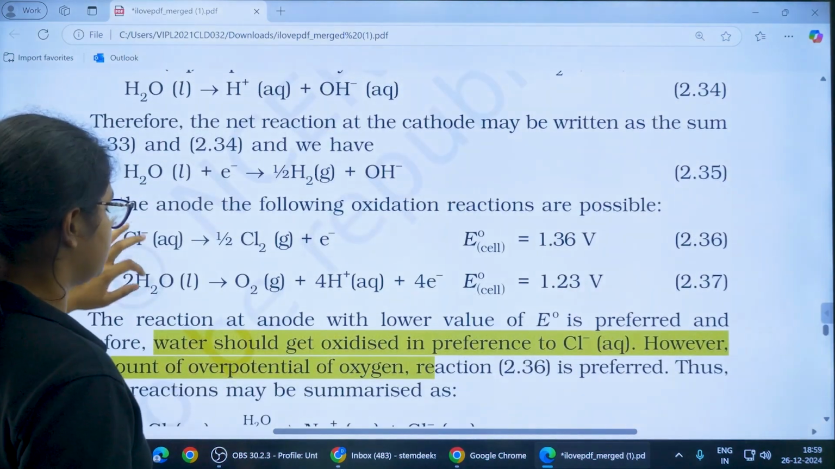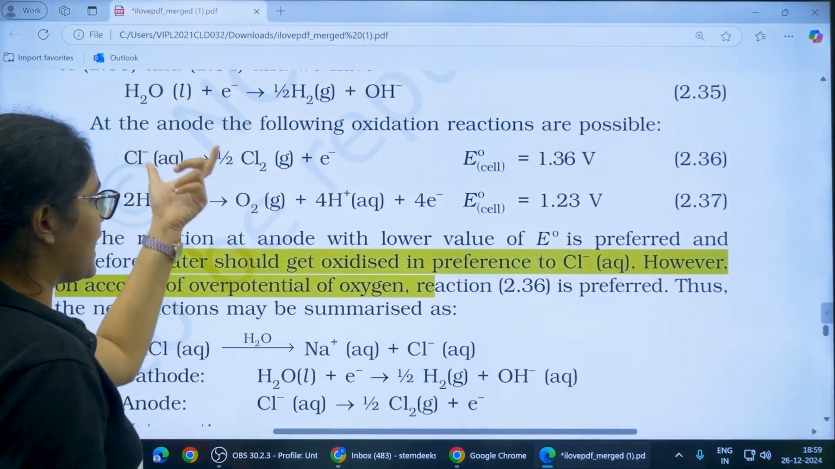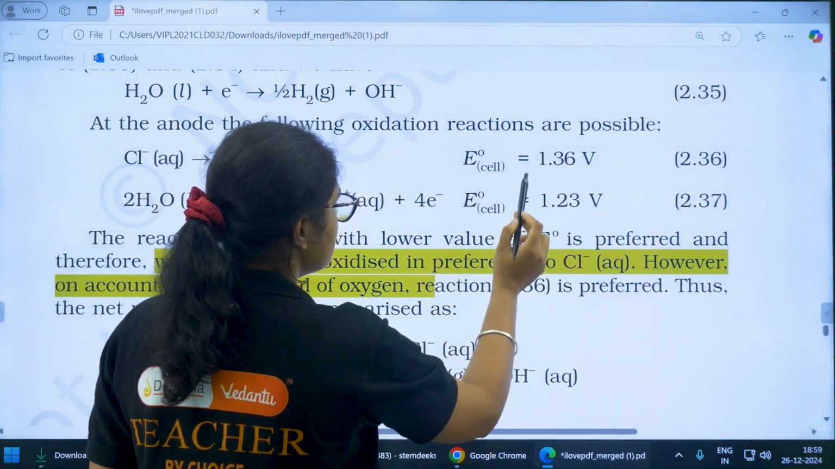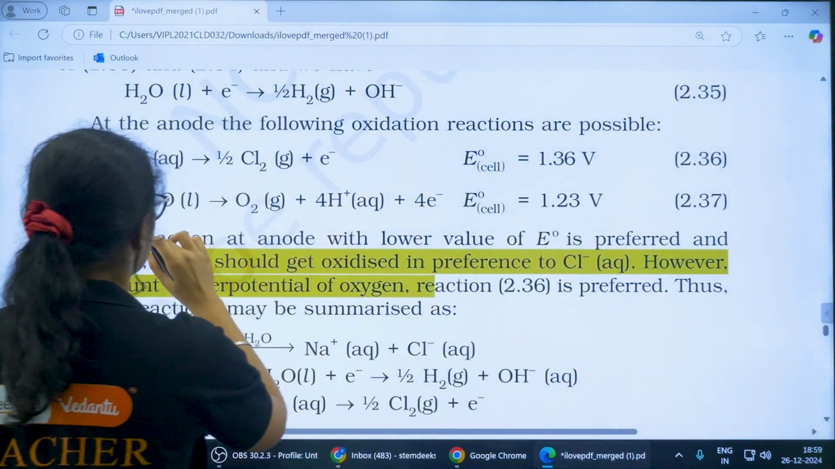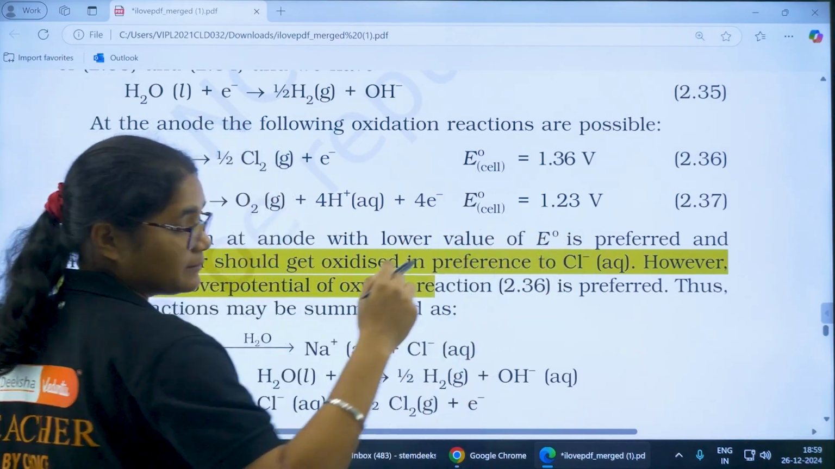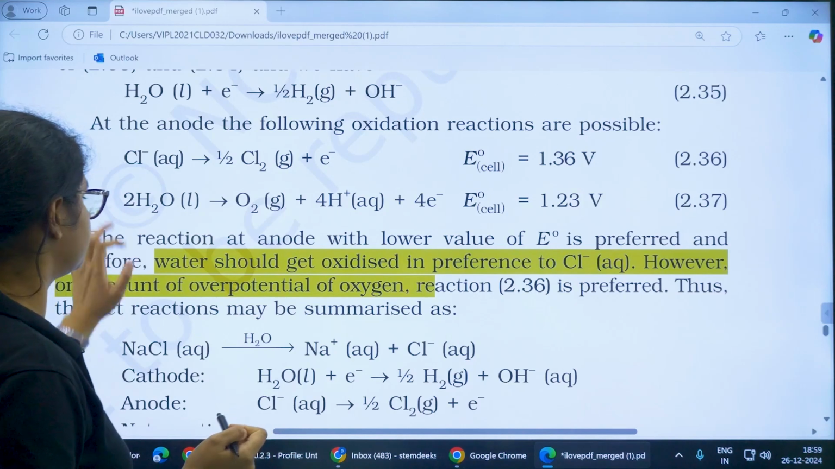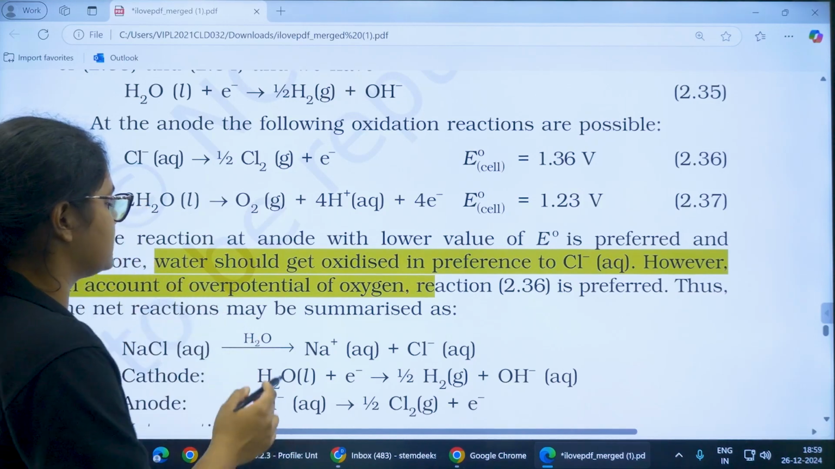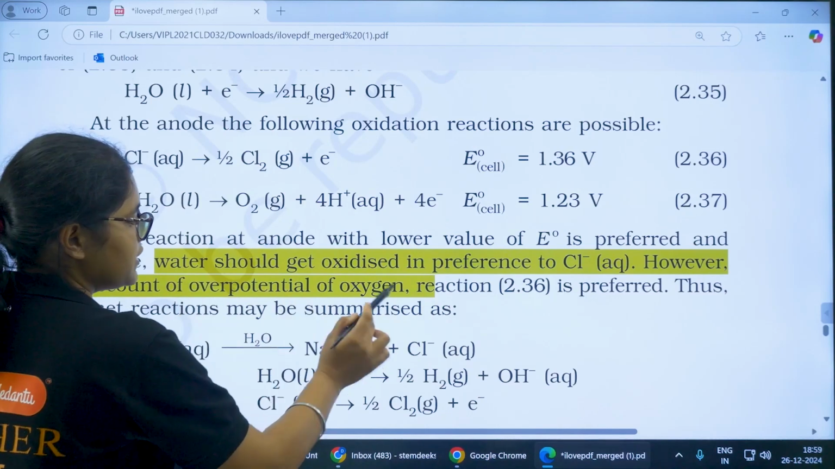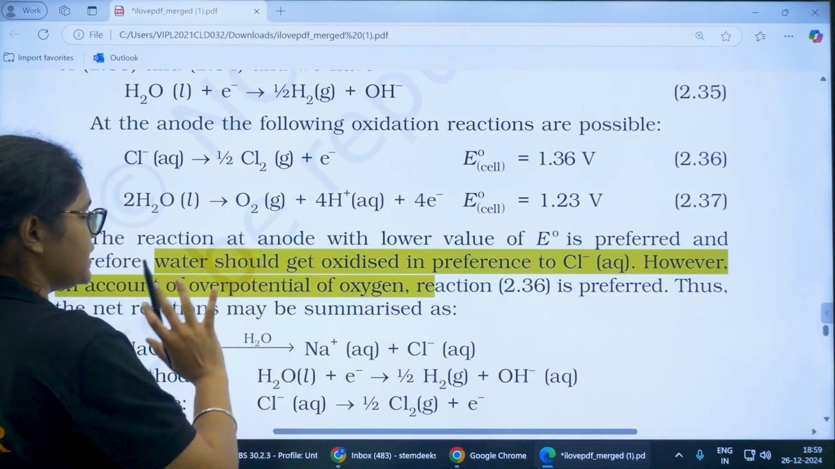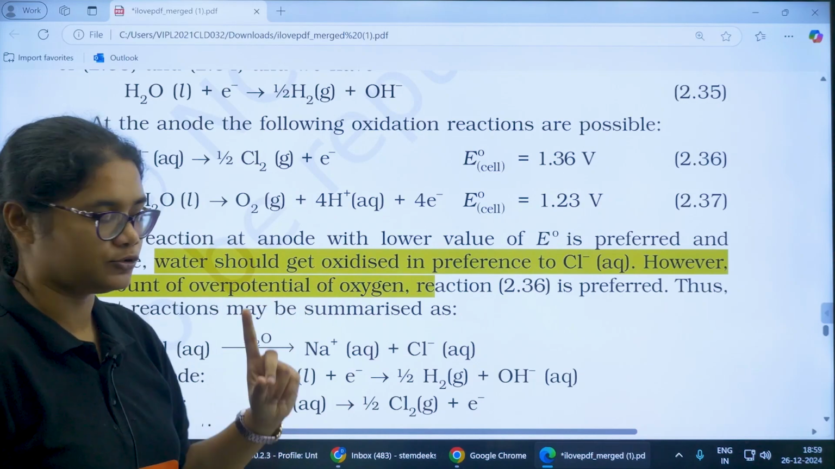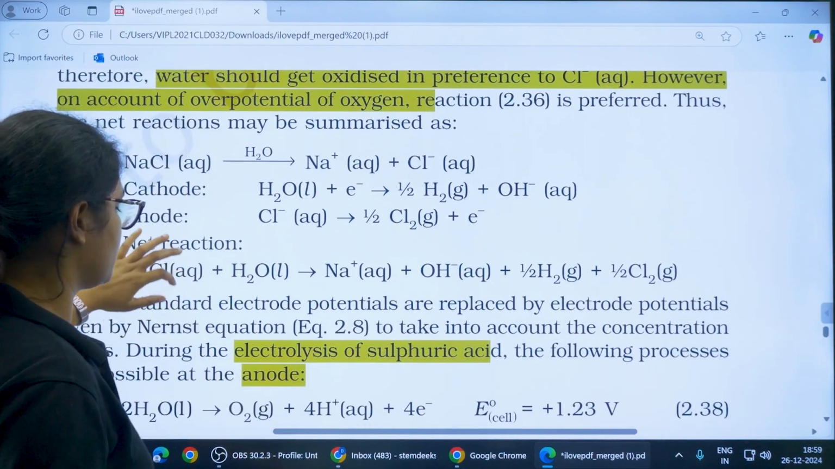Now here one interesting thing is there, okay. At the anode, if you see, the reduction potentials are given, right. The reduction potential of H2O is less, which means it should undergo oxidation, but actually chlorine undergoes oxidation. That is because of the overpotential of oxygen, okay. This can be a very good tricky question, or a very tough paper can ask this question, so you should be prepared for this one, okay.